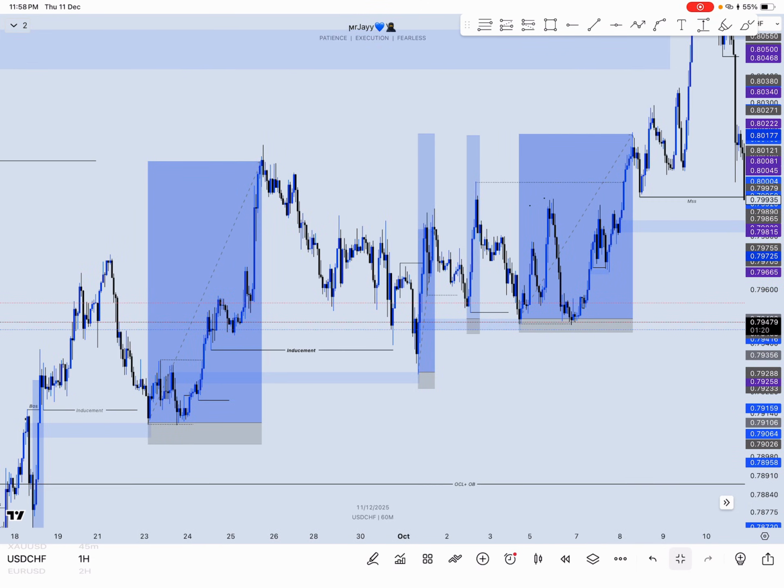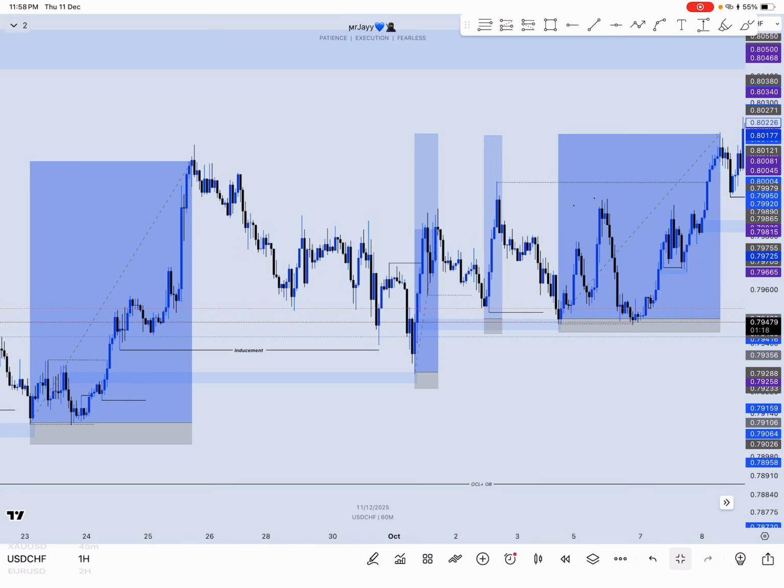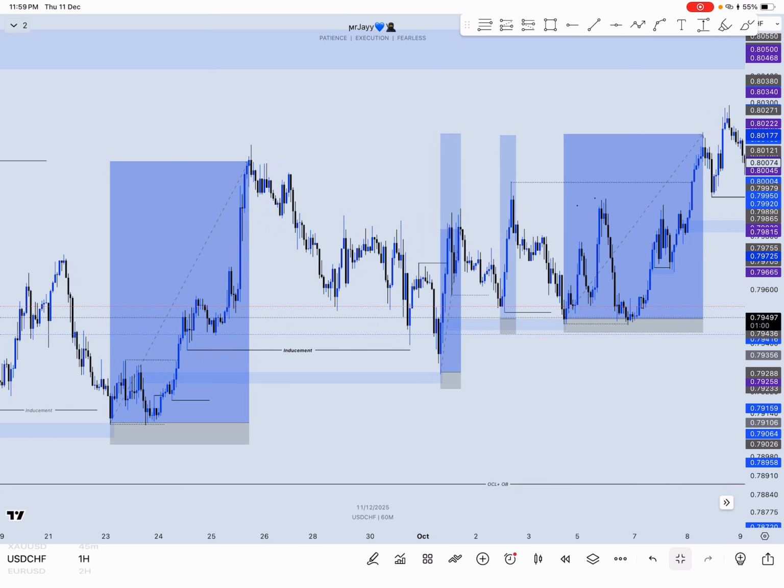So you can see I kept on looking for ways to buy because I already have where I'm expecting market to get to, right? Because in a downtrend, even if the overall bias of that market is bearish, you can still buy. But you need to know when the market is ready to buy and where you are buying to, right? So you can see I kept on buying.